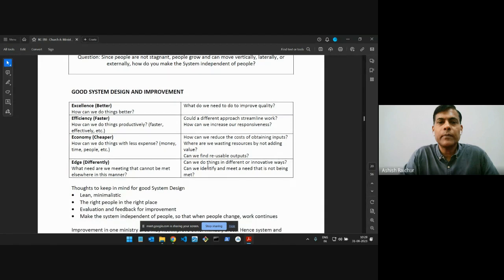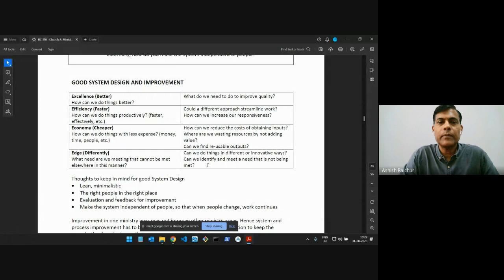So here are some thoughts on good system design. We should design the system with these four things in mind. One, excellence. How can we do things better? What do we need to do to improve quality? That's another question we can ask. Second, efficiency. How can we do it more productively? Can we do it faster, more effectively? Could we make some changes to the approach we are working with so that we can be more responsive?